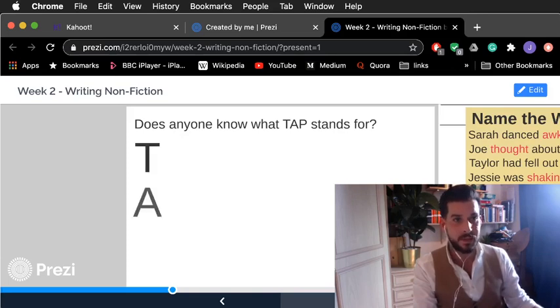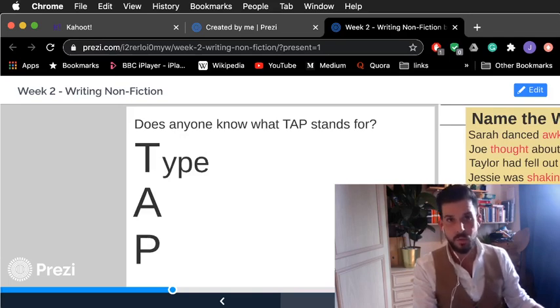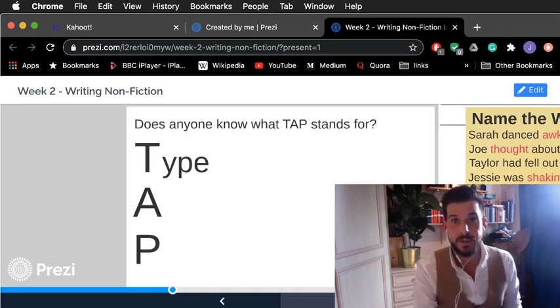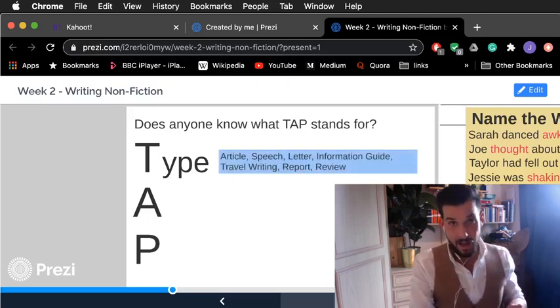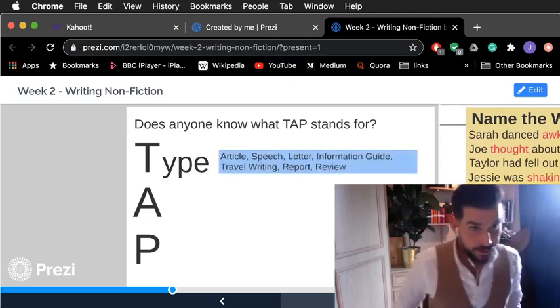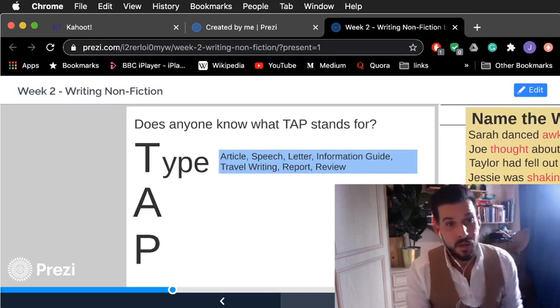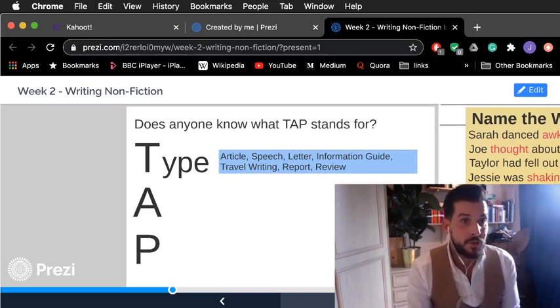So TAP stands for the following. Type, okay? There's a large number of different types of text you could get in your GCSE exam, but here are some of the main ones up on the screen. You could get an article, a speech, a letter, an information guide, travel writing, a report or a review.